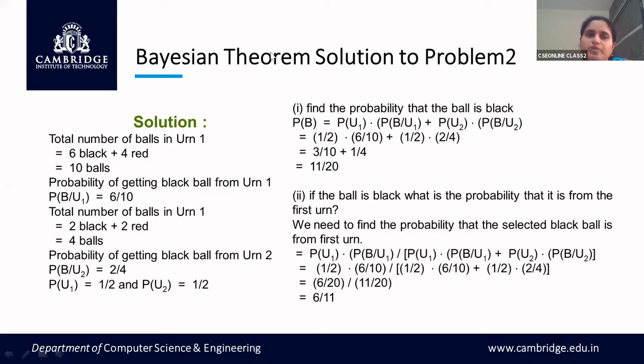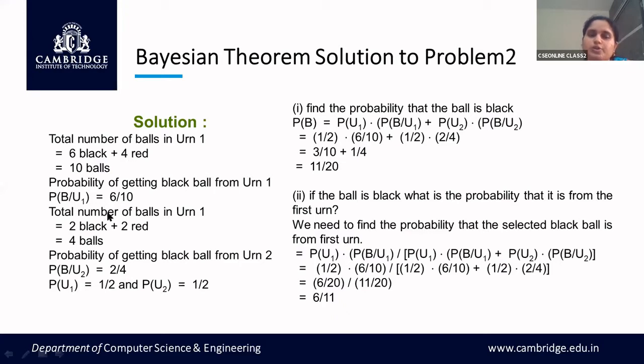Okay, so the total number of balls in urn 1 is 10, right? Out of which 6 are black and 4 are red. So what will be the probability of drawing a black ball with respect to urn 1? It is 6 by 10 because there are 6 black balls out of 10, right? Similarly, the probability of a red ball would be 4 by 10.